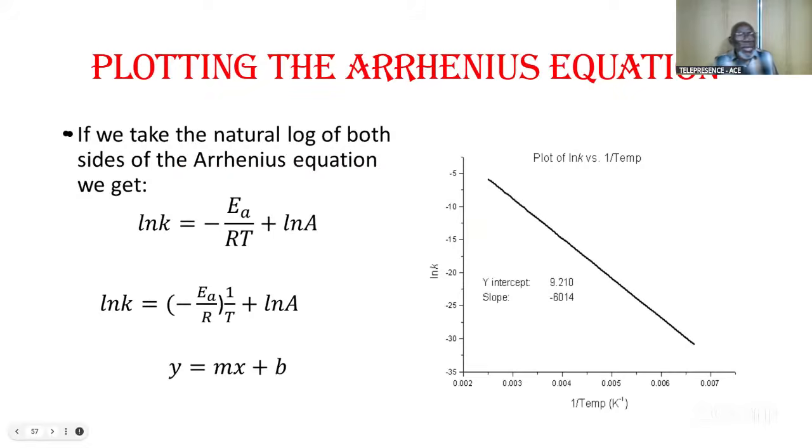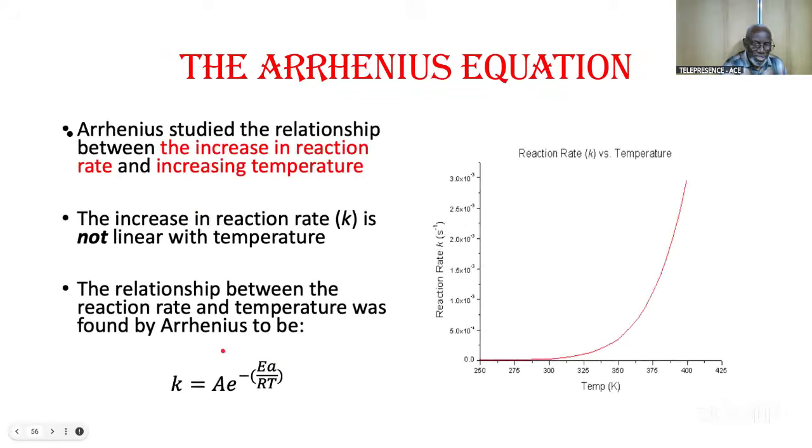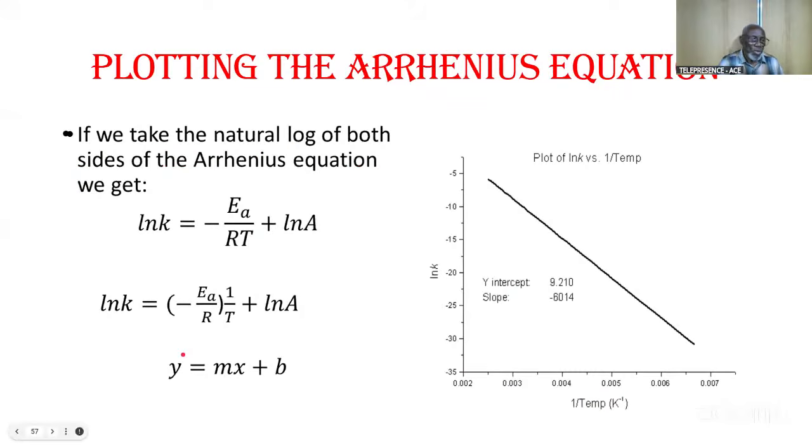But we can make the Arrhenius equation linear. Mathematically, if we take the natural log of both sides of the Arrhenius equation, you know the Arrhenius equation is this. If we take the natural log of this, what we come out with is ln K equals minus Ea over RT plus ln A.